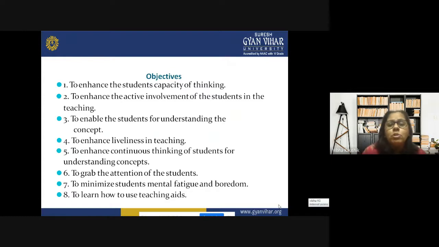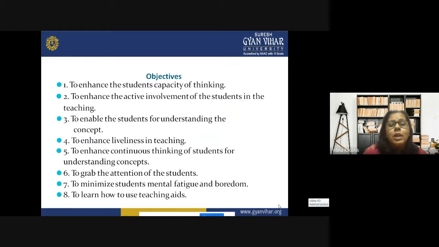To enable the students for understanding the concept, means with the help of the stimulus variation skill, the students will be able to understand the concept in a better manner. To enhance liveliness in teaching, means the students will not be bored, and an actively lively atmosphere will be there when the teacher is teaching that concept.